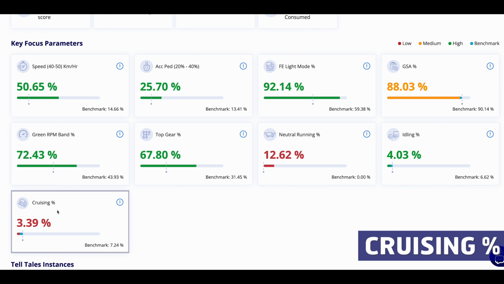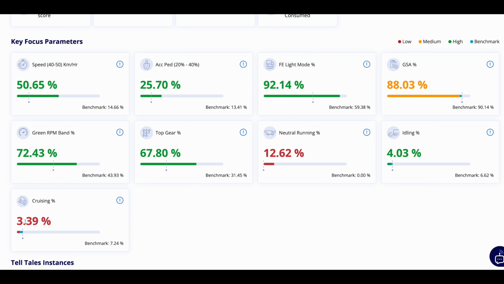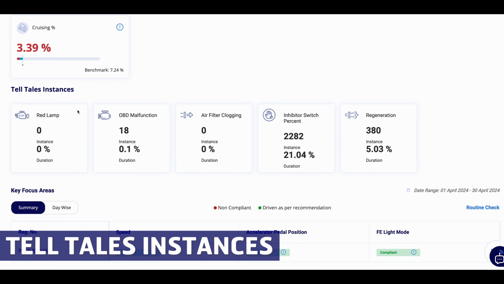Moving to the next parameter: while neutral running involves the vehicle being in neutral gear with the engine on, cruising refers to coasting while in gear, recommended especially in downhill movement. The ideal cruising percentage for this specific vehicle model is 7.24%. In this case, the vehicle's cruising percentage is lower at 3.39%, suggesting a potential opportunity to improve fuel efficiency by coasting more effectively.